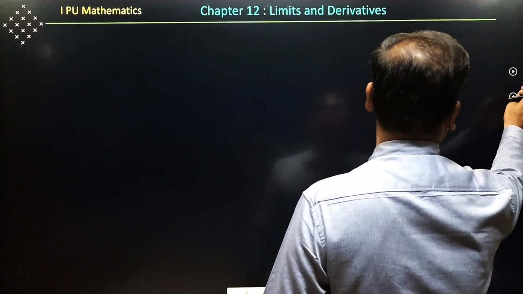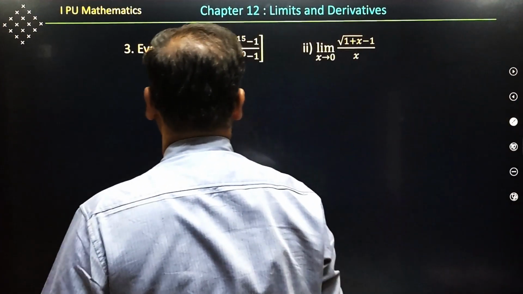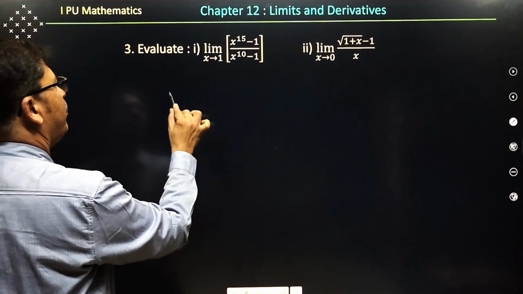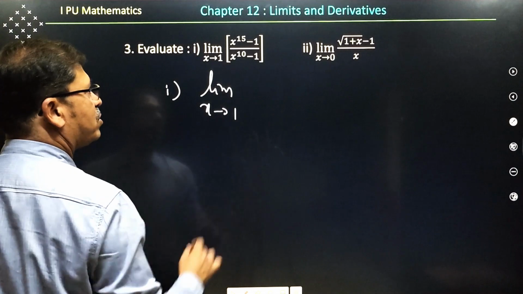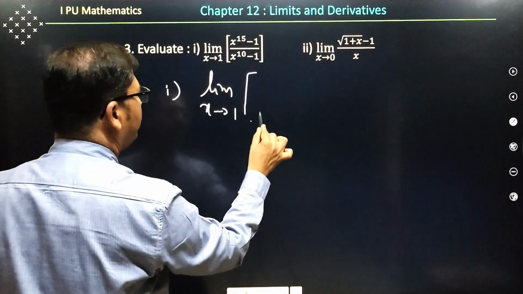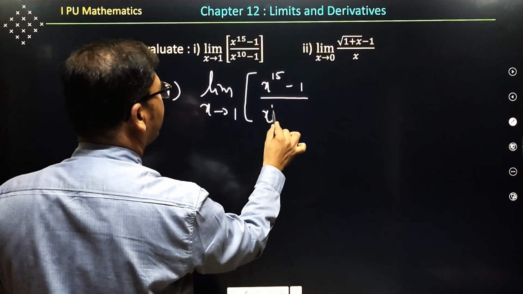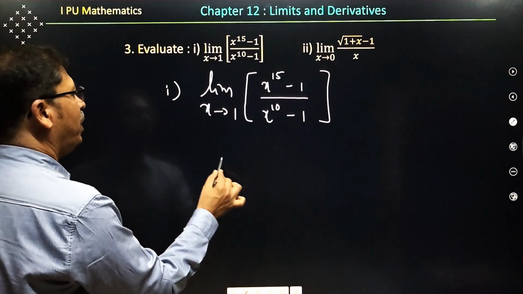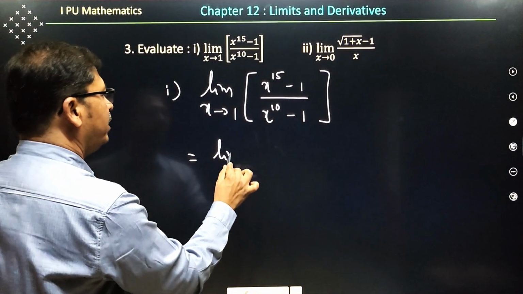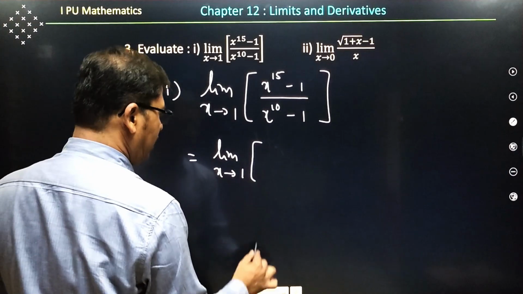Okay. Now you see here. Next, one more example. Here, evaluate limit x tends to 1, x raised to 15 minus 1 divided by x raised to 10 minus 1. Now you apply limit x tends to 1 to both numerator and denominator. Before that, you do one thing.